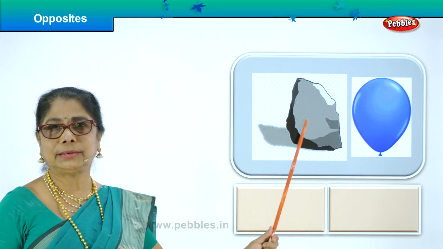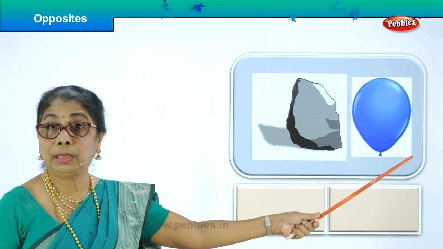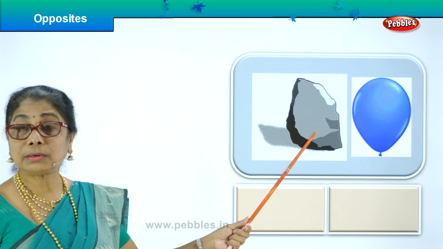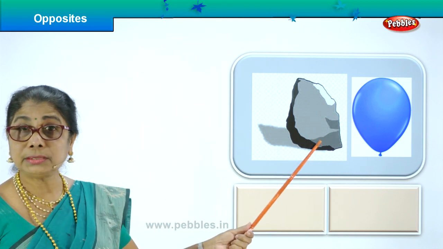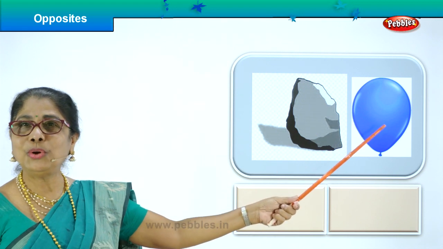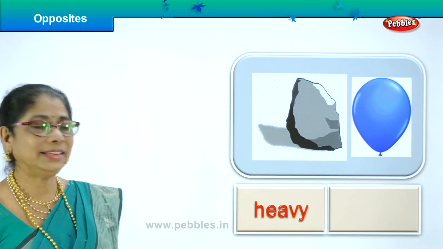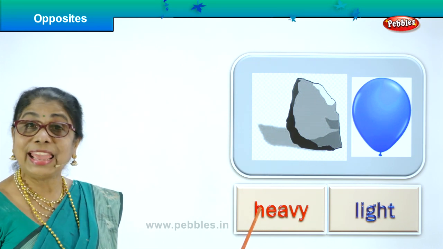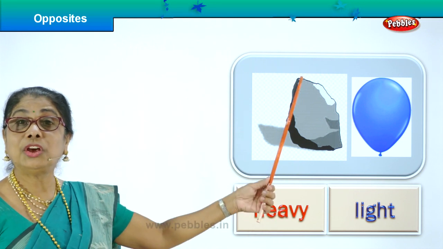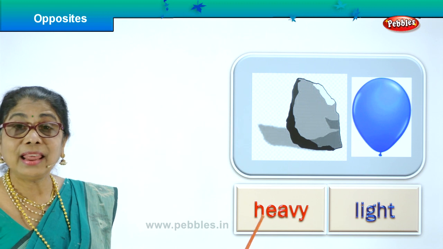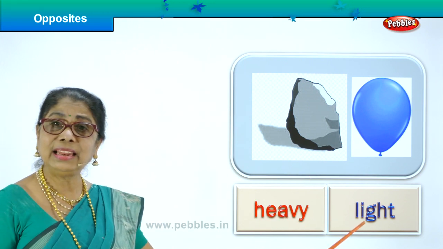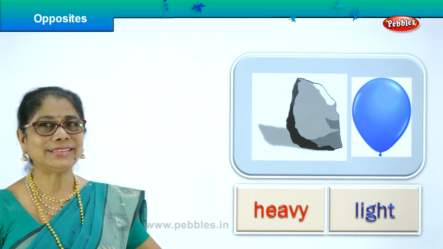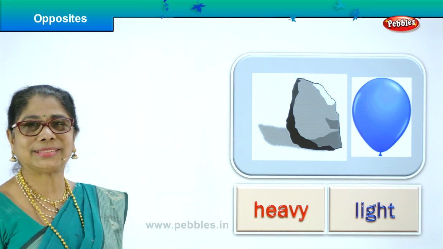Now we have two things here. You have a balloon, a big balloon, and you have something here, rock. Rock and a balloon. Now the rock is heavy and the balloon will be opposite of heavy, light. Good. Heavy. This is a rock. Spell rock. Rock is heavy. H-E-A-V-Y, heavy. Opposite of heavy, light. Balloon is light. L-I-G-H-T, light. You learned? Good. Let's look at another set of pictures.